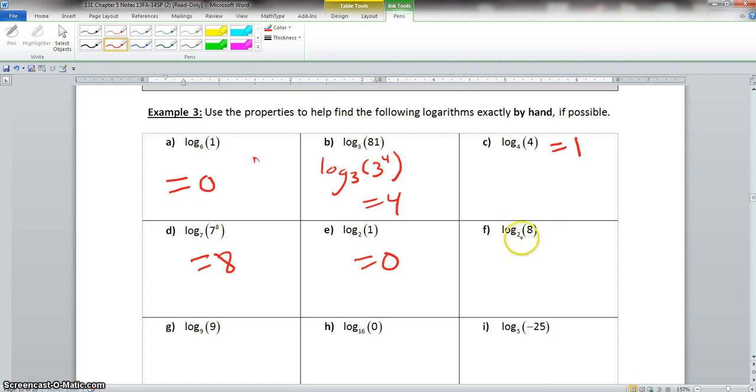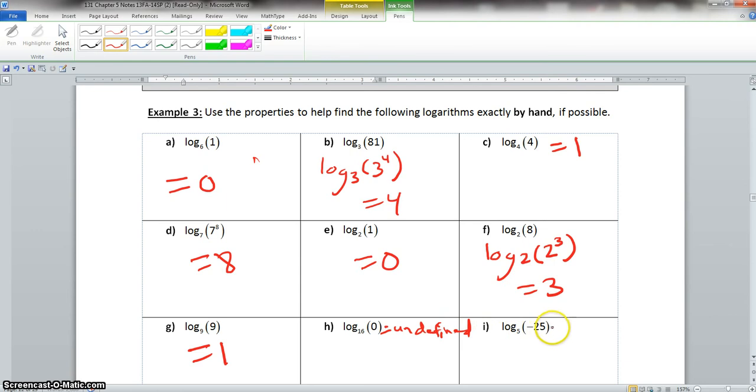Log base 2 of 8, now we could change this 8 to an exponent. So it'd be log base 2 of, give this 8 a base of 2. And we know 2 to the third power is 8. And we know this is the same as log b of b to the n, which will give us the n. Log base 9 of 9, we know is 1. Log base 16 of 0. We cannot do that because remember, this argument here must be a positive number. And we know that 0 is neither positive or negative. So this answer here is undefined.